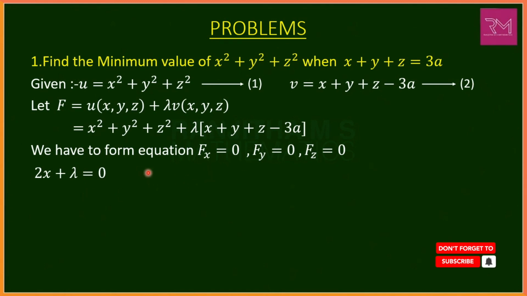Similarly find fy and equate to 0. The partial derivative of f with respect to y is the differentiation of y square, which is 2y, plus lambda into differentiation of y, which is 1.